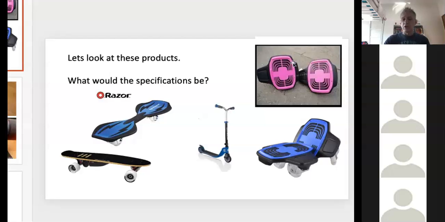Who's ever ridden a dragon board? These ones on the right-hand side. Has anyone had a go at a dragon board? Nope. Okay, they're two separate things. They've got two wheels underneath. They're sort of like two roller skates, except roller skates have four wheels and the wheels are fixed, whereas on this, the wheels are caster wheels. The wheels are these type of wheels in the middle here.